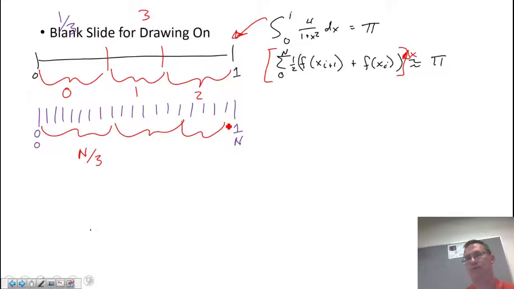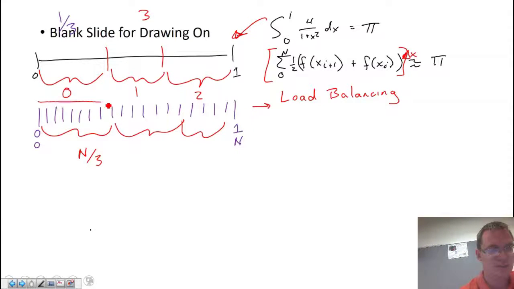Get as close as you can. Get as close as you can, exactly. And the reason is what we call load balancing. So if processor 0 is doing this many, and processor 1 is doing this many, and processor 2 is doing this many, then 2 is doing a lot less work, since I drew this badly. 2 is doing a lot less work than 0 and 1.